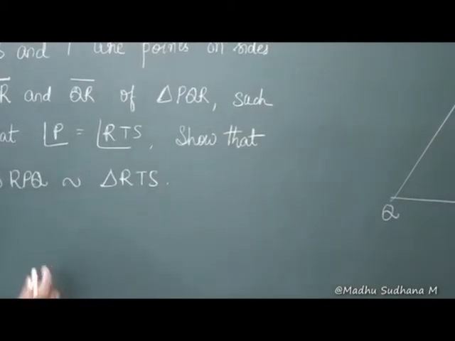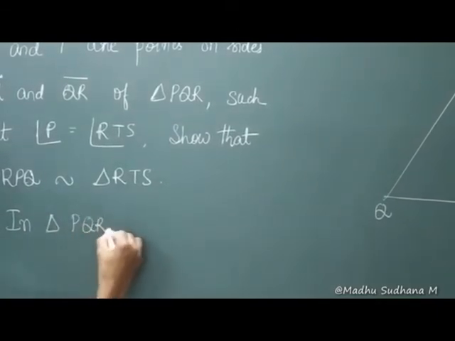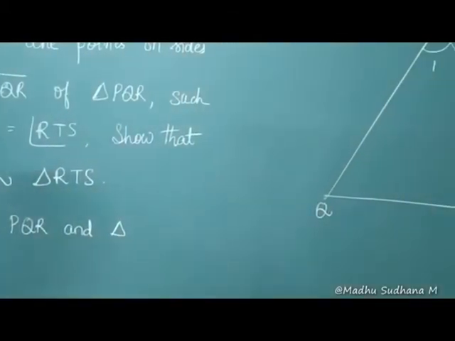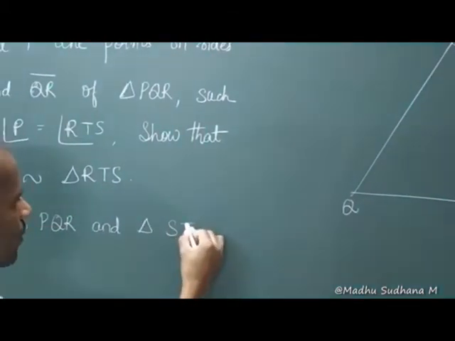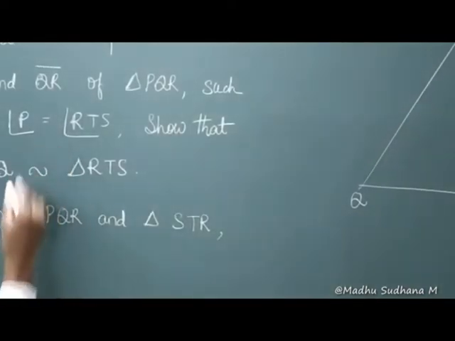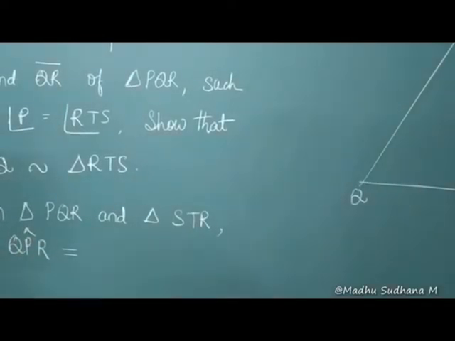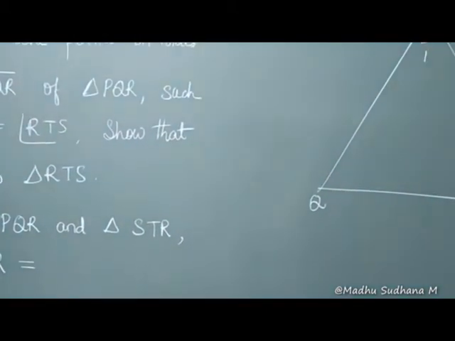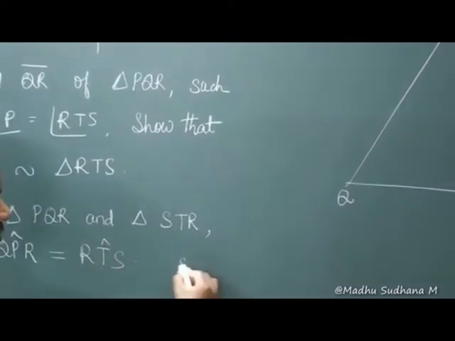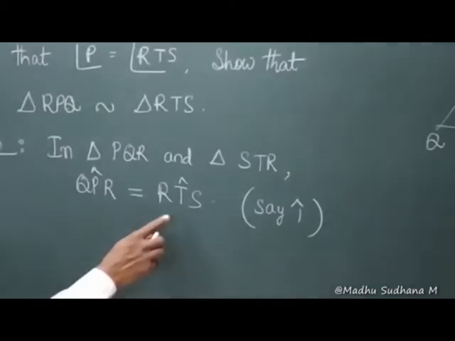So in a triangle, let us write, given in triangle PQR, and triangle, corresponding, I think better I can write STR, in triangle STR. We have angle QPR. So angle QPR is equal to angle RTS. So we have called that as, say, angle 1. So this is a given part in this question.